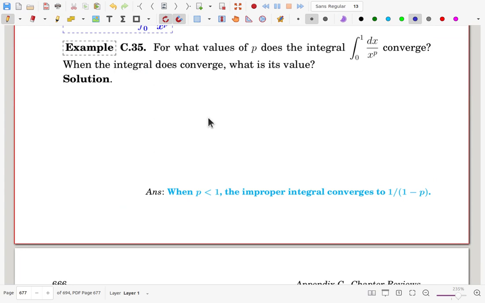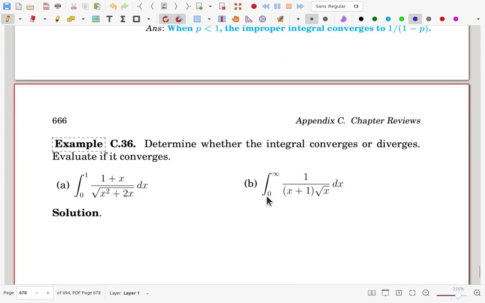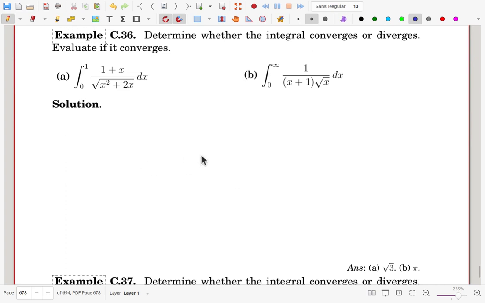Now the answer for this one is that for this finite interval, when p is less than 1, the improper integral converges to 1 over 1 minus p. You can check this answer quite easily. Now we'll go here: determine whether the integral converges or diverges, and once it is convergent, then evaluate it.